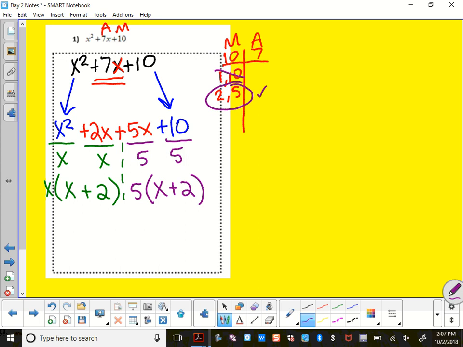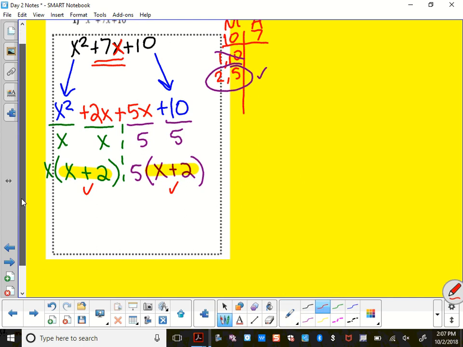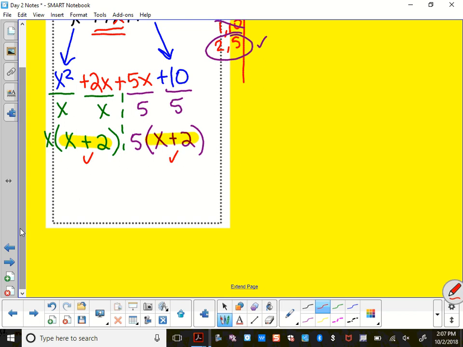Once I get here, I am looking to see if my parentheses are matching. x plus 2, x plus 2, are they matching? Yes. That makes me happy. If they are matching, I'm close to my answer. My matching parentheses become an answer. So that's one factor. The other factor are my GCFs. So x and then positive 5.